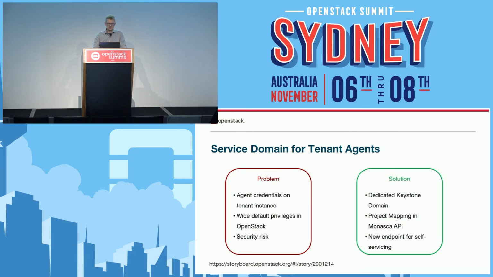So we came up with the idea of defining a dedicated Keystone domain, which defines the administrative boundaries where the agent user will be created. And the Monasca API will create the mapping between this agent user and the actual project for which the metrics are.